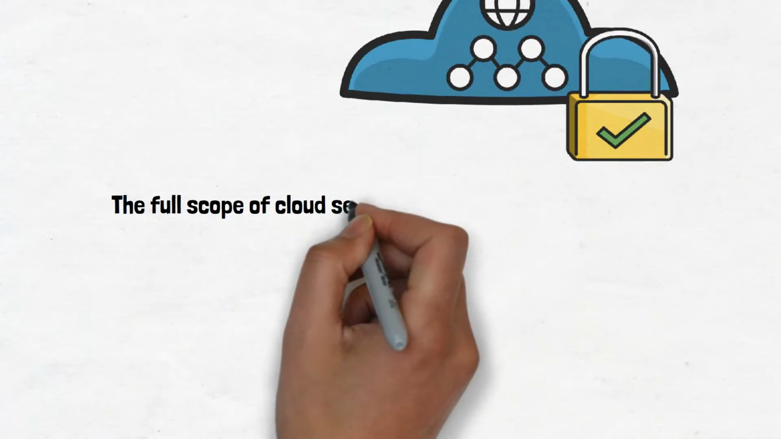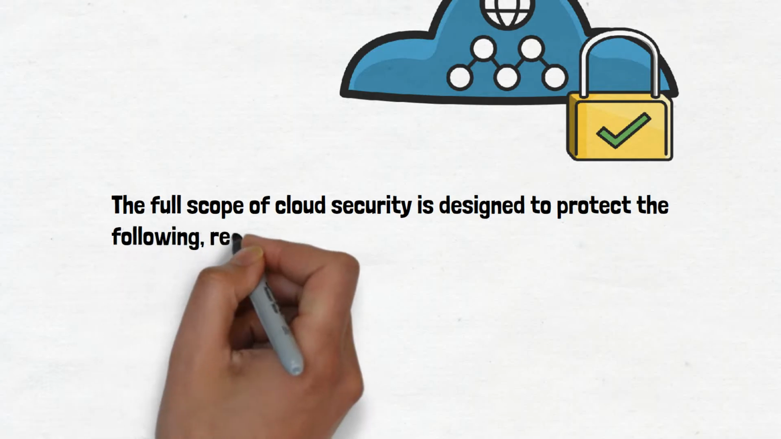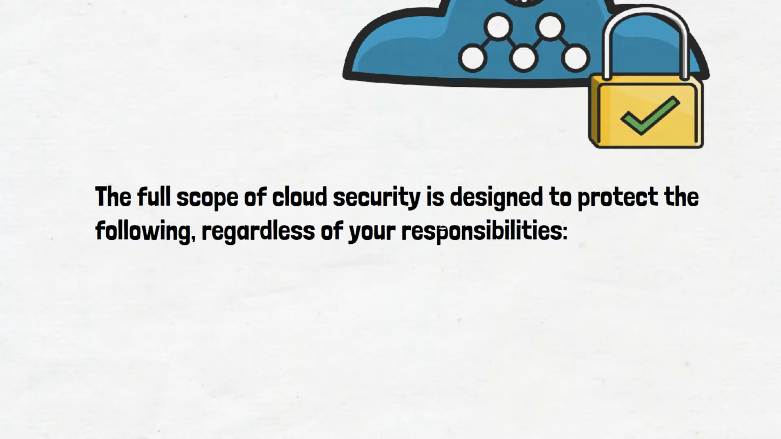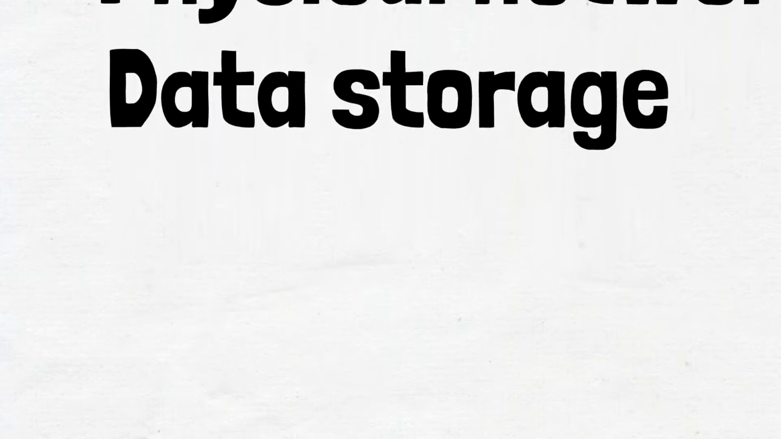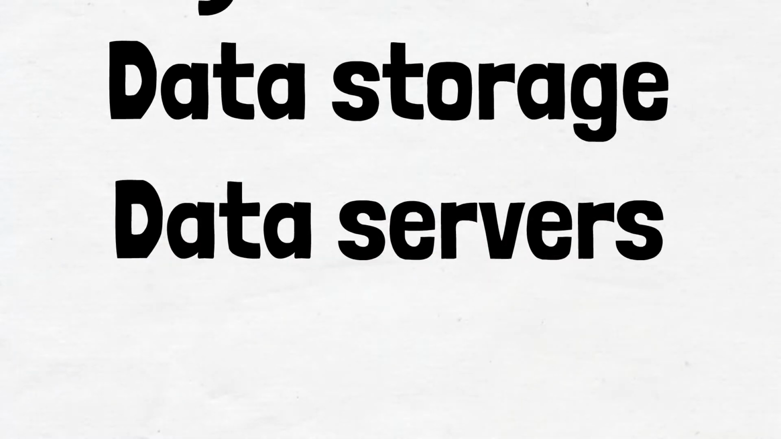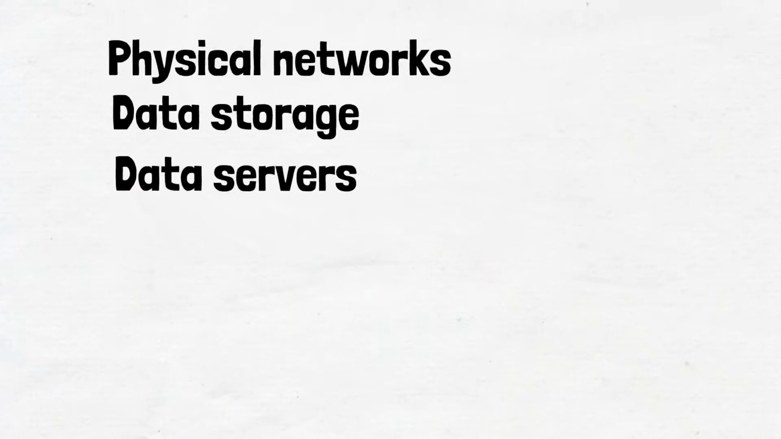The full scope of cloud security is designed to protect the following, regardless of your responsibilities: physical networks like routers, electrical power, cabling, climate controls, etc. Data storage like hard drives, etc. Data servers like core network computing hardware and software.